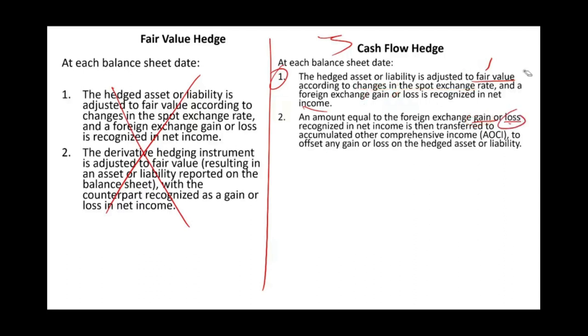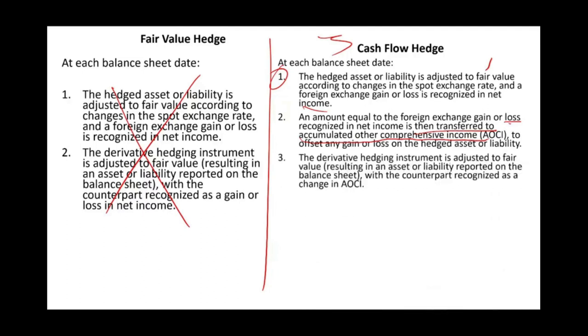And you will see how we're going to work an example. An amount equal to the foreign exchange gain or loss recognized in net income is then transferred to accumulated OCI to offset any gain or loss on the hedged item, asset, or liability. We will see how in an example.